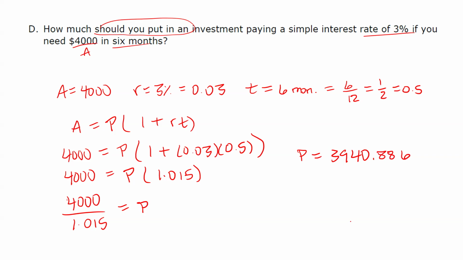So now P equals 3940.886. Okay. But we want to round to 2 decimal places, so to the nearest cent. So we are going to round up, okay, because this is going to ensure that there's enough money to meet the future goals. So our principal will be $3,940.89. All right. Awesome. And that concludes section 8.3.